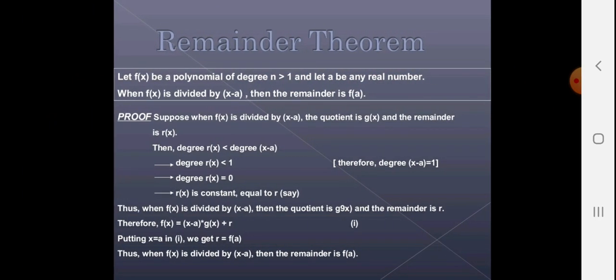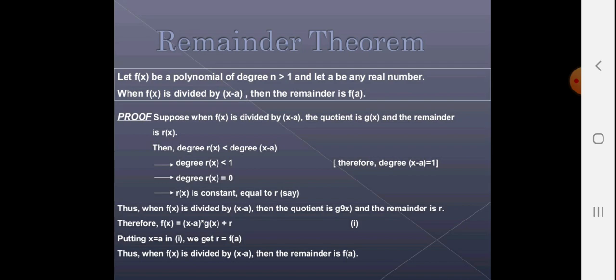Now let's talk about the theorems we are going to discuss in this chapter. The first is the remainder theorem. Based on this theorem, examples are explained in the coming videos. If f of x is a polynomial of degree n, which is greater than or equal to 1, and a is any real number, when f of x is divided by x minus a, then the remainder is f of a.